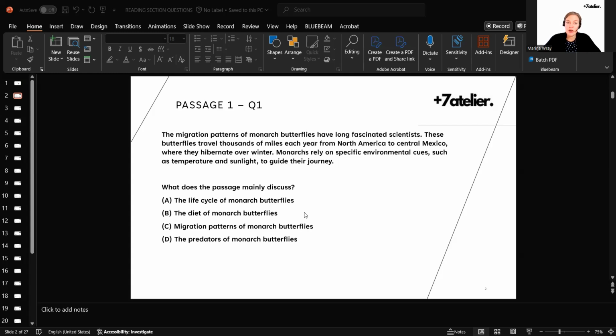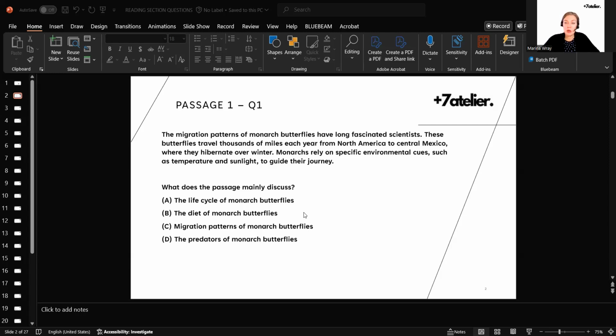Let's read the passage first, and that's what you will need to do when you are taking the exam. Read everything carefully. Let's read together. The migration patterns of monarch butterflies have long fascinated scientists. These butterflies travel thousands of miles each year from North America to central Mexico, where they hibernate over winter. Monarchs rely on specific environmental cues, such as temperature and sunlight, to guide their journey.